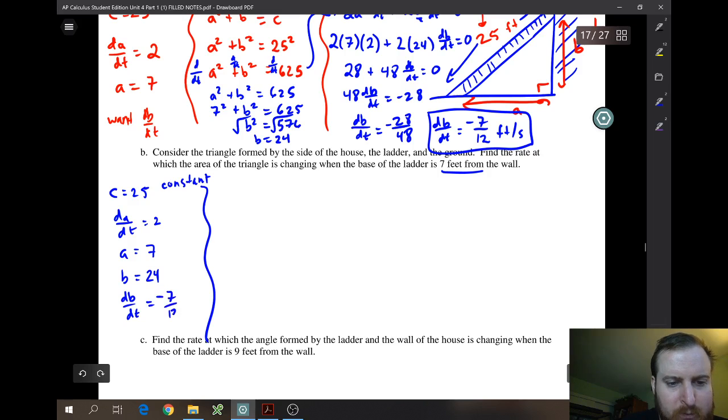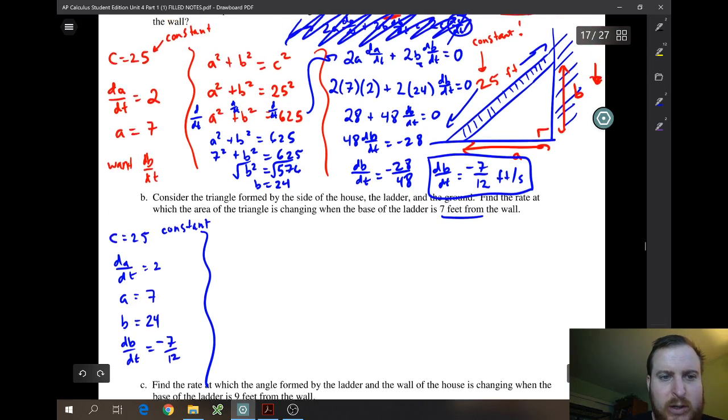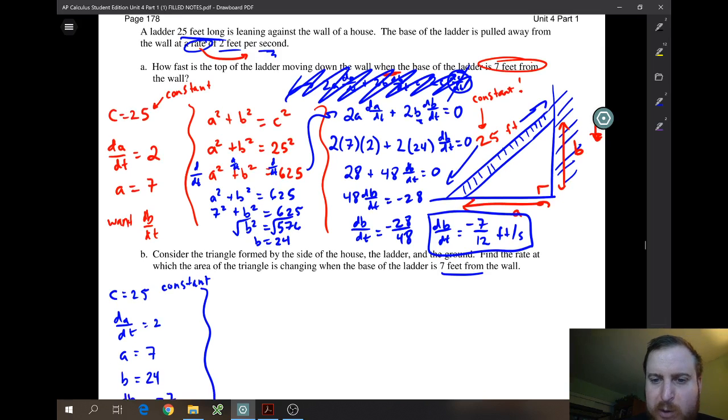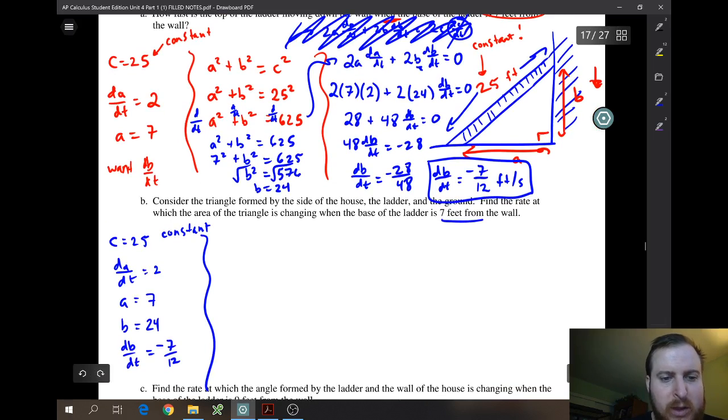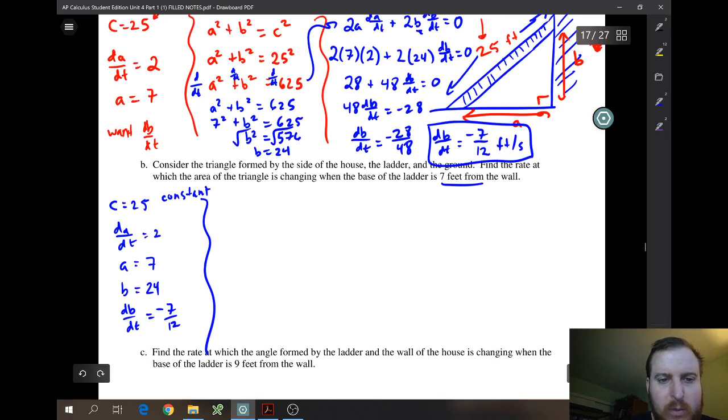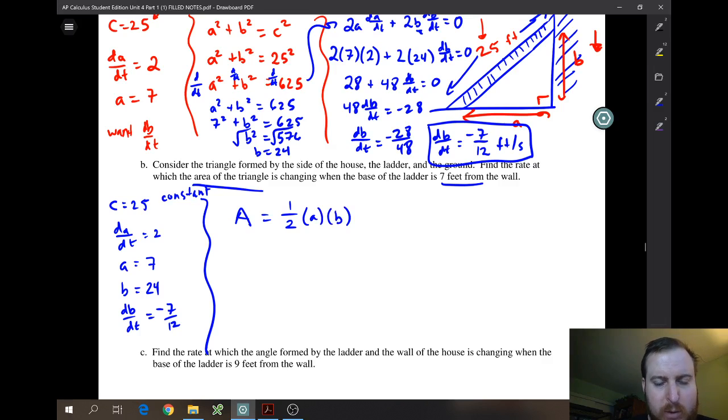And by the way, one thing to remember is we had talked about how this is going down, and we got a negative answer, so that's a good thing. That kind of confirms what we had thought. So now instead of doing a squared plus b squared equals c squared, they want to know about the area. What's the area of a triangle? It's 1/2 base times height. Now in this case, my base and my height are a and b. So that's my formula.